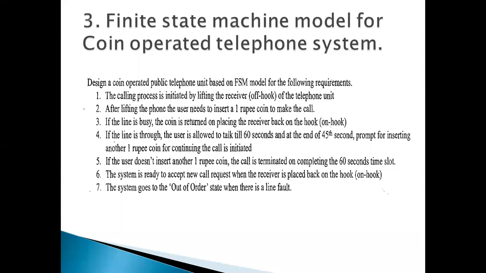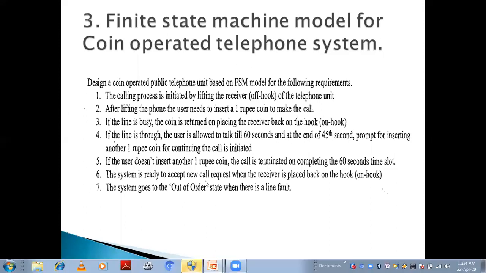The calling process is initiated by lifting the receiver. After lifting the telephone, the user needs to insert a coin. If the line is busy, the coin is returned on placing the receiver back on the hook. If the line is through, it will allow 60 seconds, and at 45 seconds it will prompt for another coin. If the user does not insert another rupee coin, the call will be terminated. The system is ready to accept a new call request when the receiver is placed back on the hook. The system goes to the out of order state when the line is faulty. So these are the various steps followed by the coin operated telephone booth.